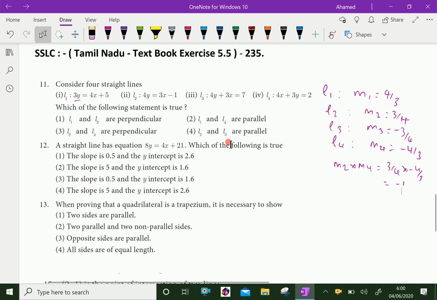Fourth, L2 and L3 are not parallel. L2 is 3 by 4, L4 is minus 4 by 3. It's not equal. So our option is L1, L2 and L4 are perpendicular to each other.